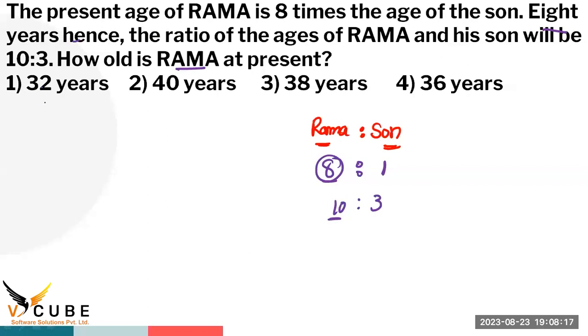8 fours are 32. After how many years? 8 years. After means, hence means plus. 32 plus 8 is how much? 40. Is 40 a multiple of 10? Yes, sir. My first option is the right answer.